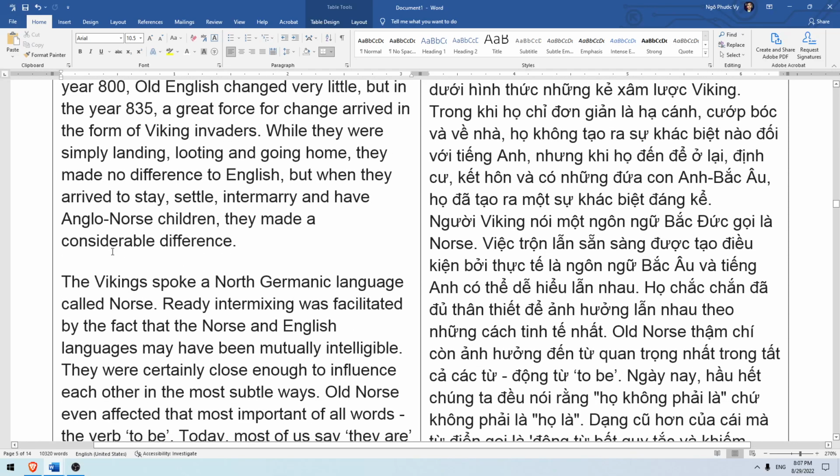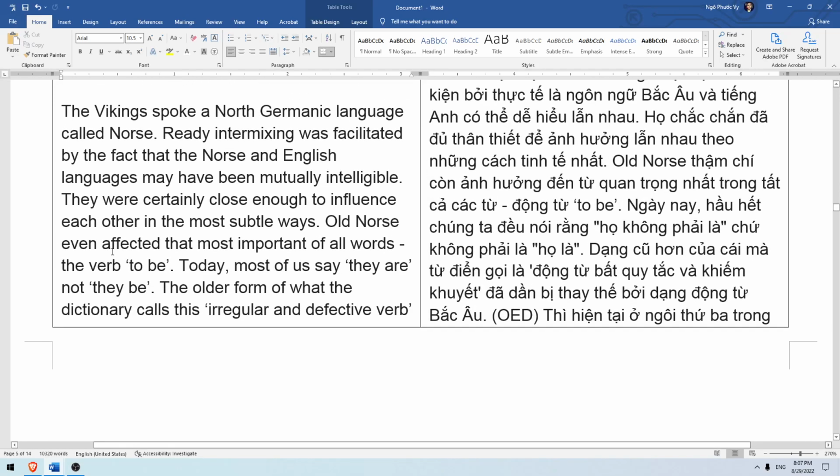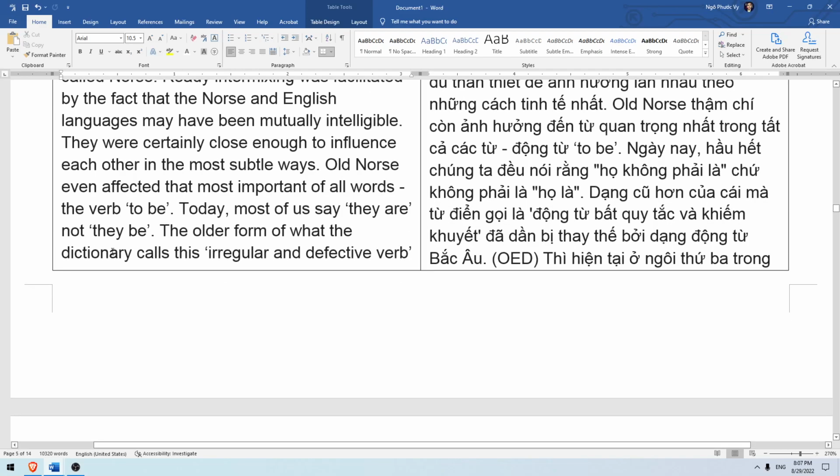While they were simply landing, looting, and going home, they made no difference to English. But when they arrived to stay, settle, and intermarry, and have Anglo-Norse children, they made a considerable difference. The Vikings spoke a North Germanic language called Norse. Ready intermixing was facilitated by the fact that the Norse and the English languages may have been mutually intelligible. They were certainly close enough to influence each other in the most subtle ways.